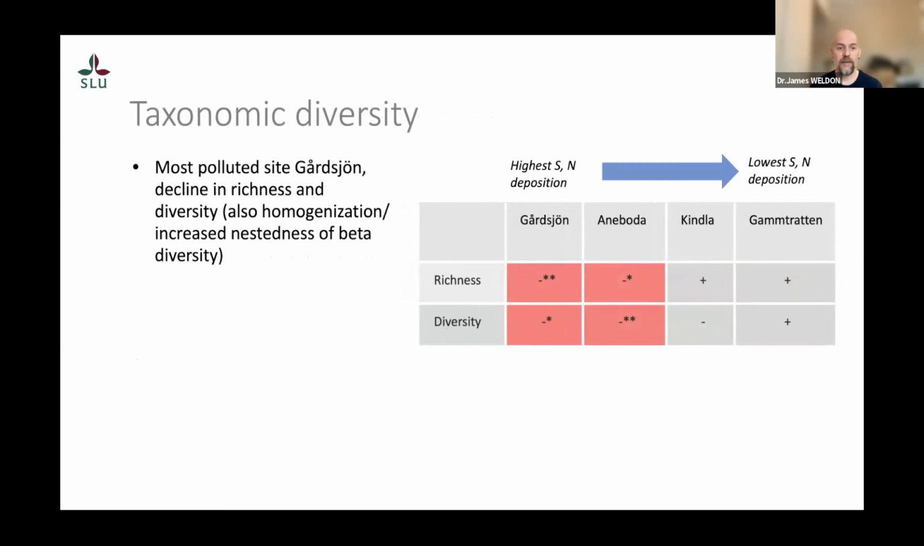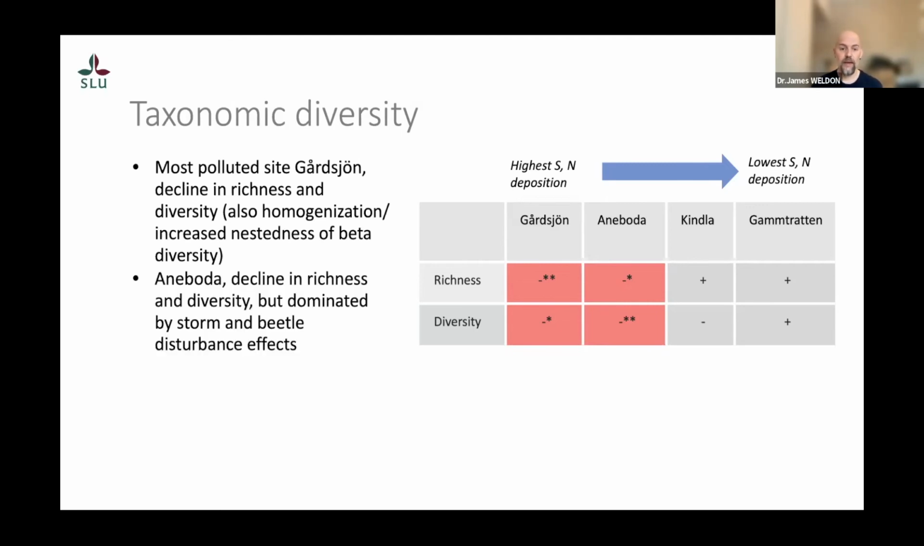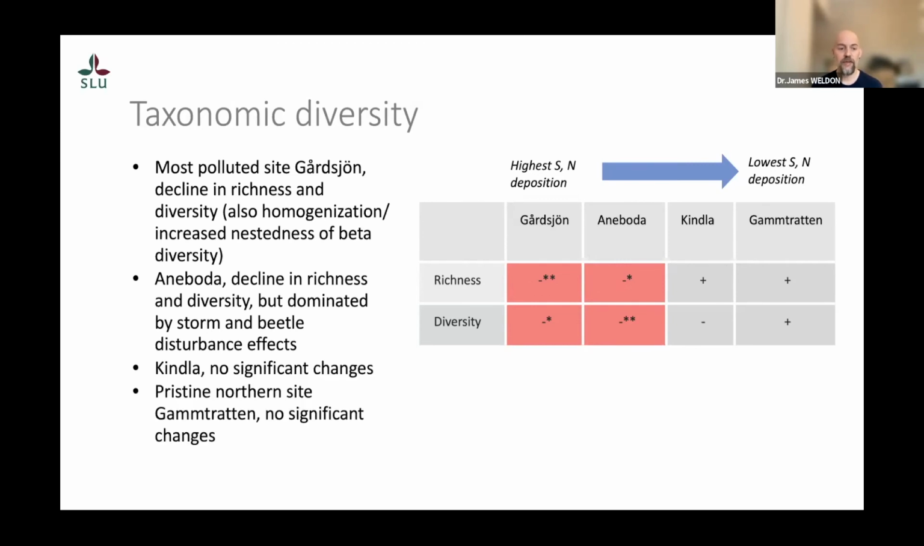Taxonomic diversity, again, we have this decline in richness and diversity and signs of homogenization, so an increase in the proportion of beta diversity that's explained by nestedness. At Ona border, we have a decline in richness and diversity again, but storm and beetle effects make this hard to interpret. Kindle, no significant changes, and again, Gamtratten, no significant changes, which is what we expected.